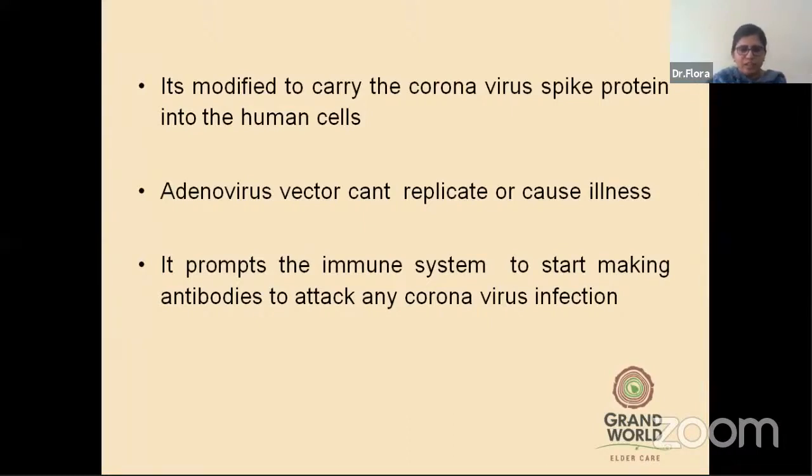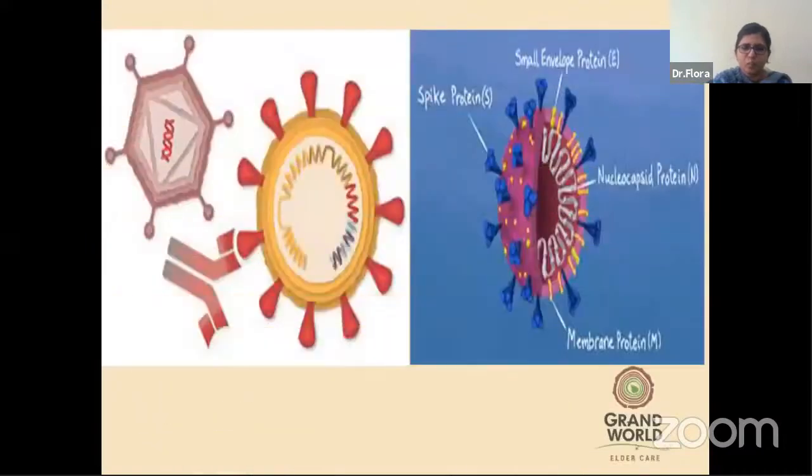Even though the adenovirus is used in the vaccine, it can't replicate or cause illness. It prompts the immune system to start making antibodies to attack any coronavirus infection. In Covishield, this adenovirus is used as the vector. In that, the spike protein gene will be incorporated. This is the spike in coronavirus, spike proteins.